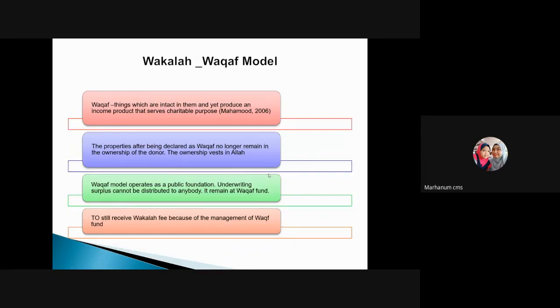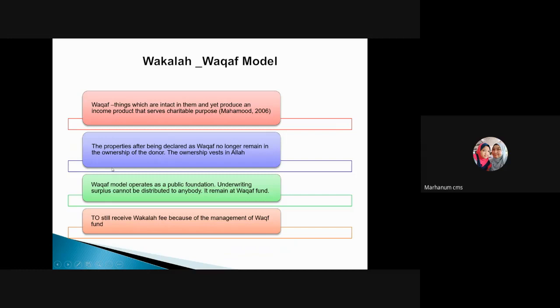Okay, so now the wakalah and wakaf model, where the wakaf element is there. What is wakaf? Wakaf is things which are intact in themselves and yet produce an income that serves a charitable purpose. So now the fund contributed by the participants will be treated as wakaf. So that wakaf fund should be for charitable purpose, for helping and assisting others who are in need. Based on the wakaf principle, the properties after being declared as wakaf no longer remain in the ownership of the donor. So now the ownership is in Allah, the God.